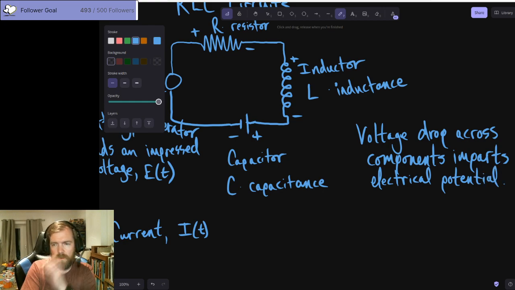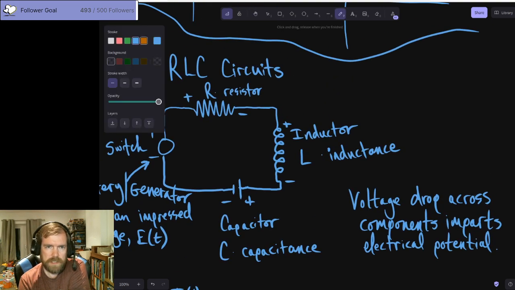Alright, so this voltage drop across the components is going to impart this electrical potential, and we've now got higher amounts of electricity in each of these places. The voltage drop across a resistor is going to be equal to the current times the resistance.